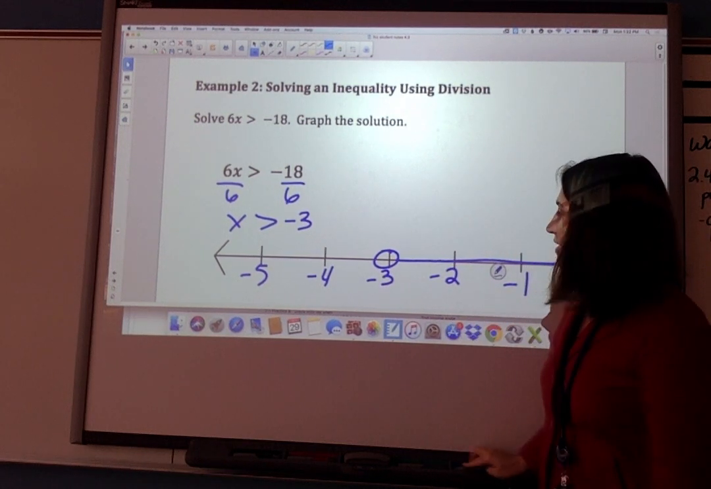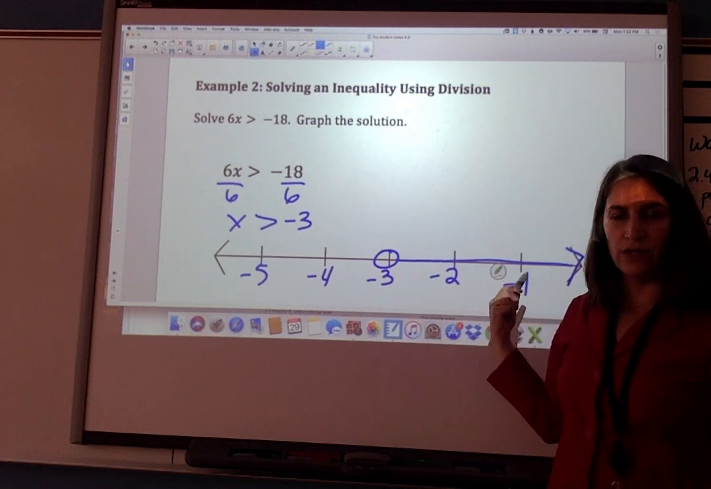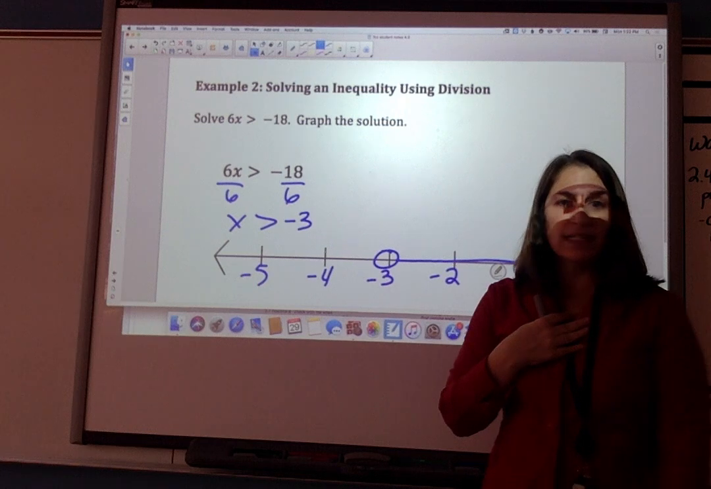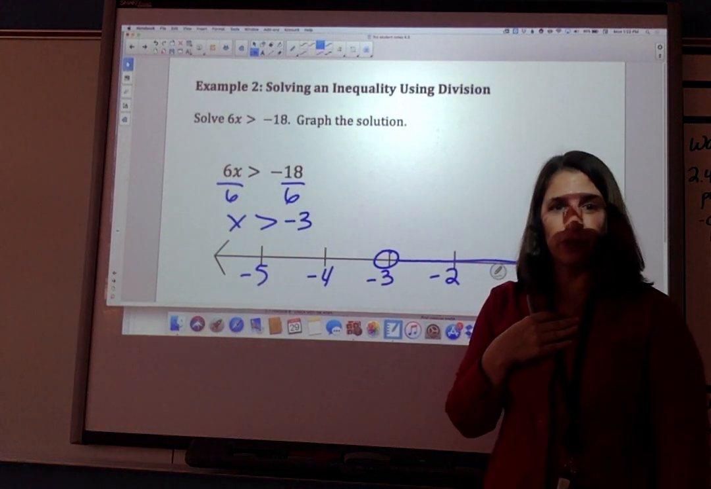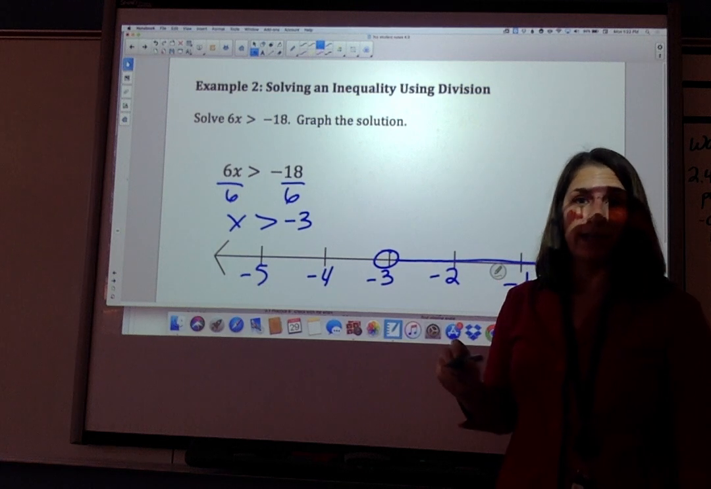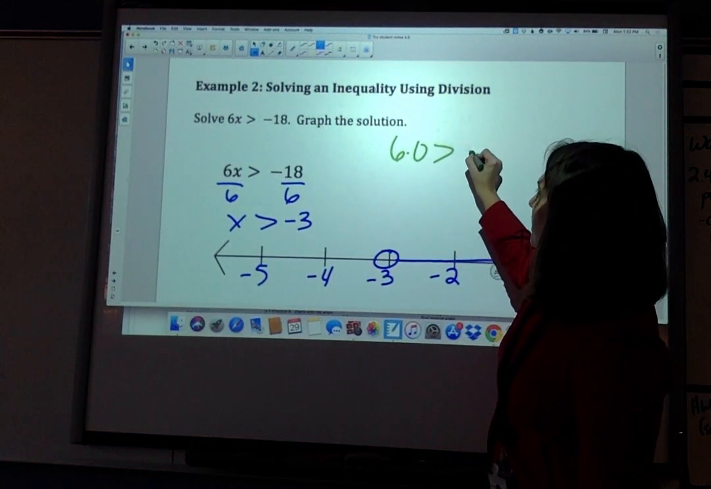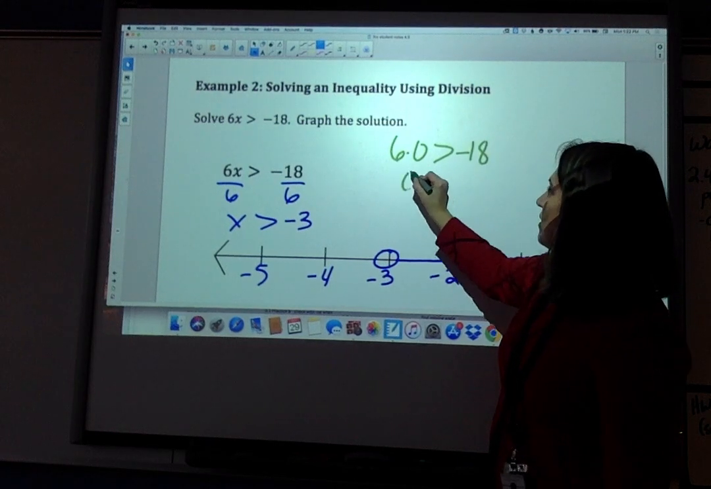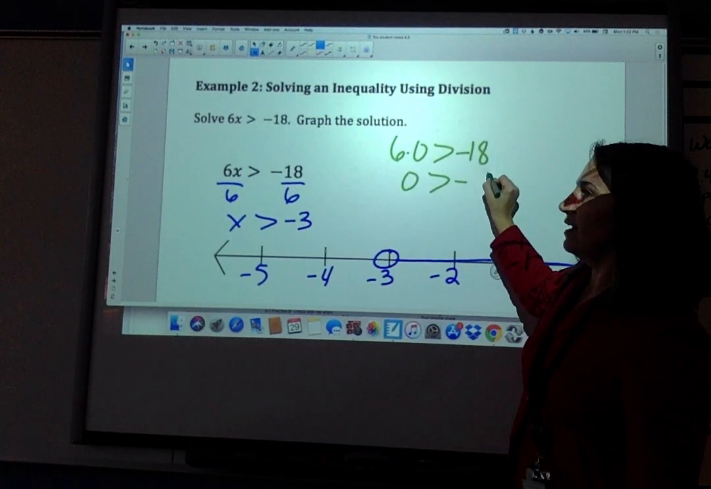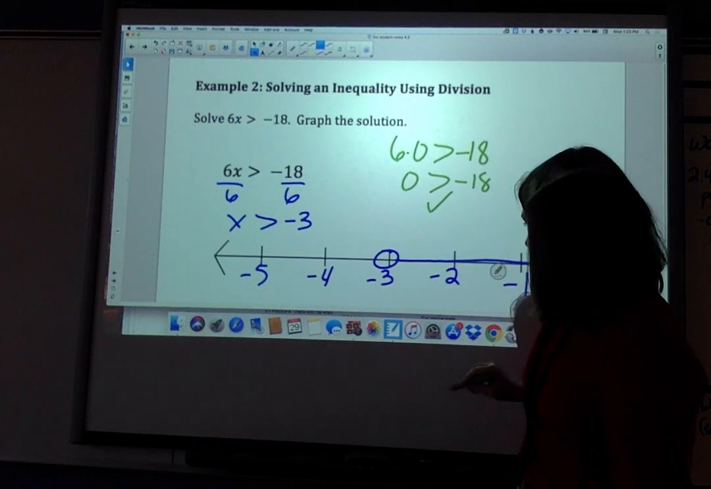Now, as I'm checking my solution, I can use any of these numbers. So I could use negative 2, I can use negative 1. For me personally, anytime 0 is part of the solution set, I tend to use 0 because I think the computation works out nicely. So I'm going to do 6 times 0 is greater than negative 18. And that says 0 is greater than negative 18, which is true. So we are good.